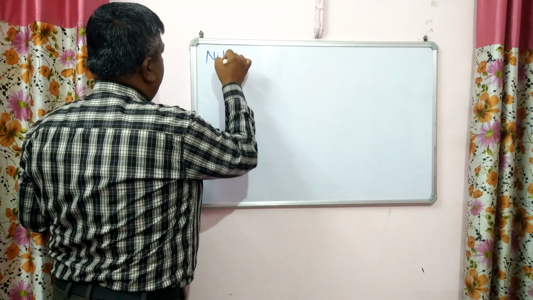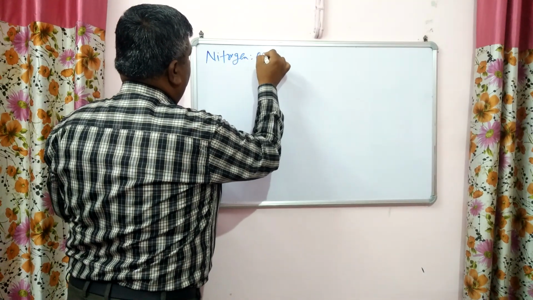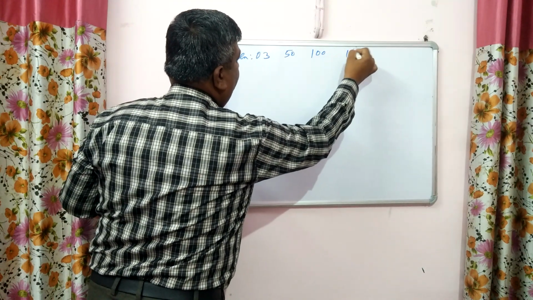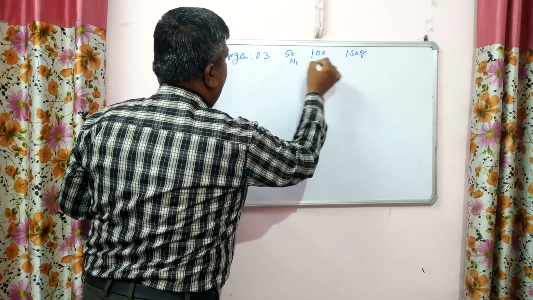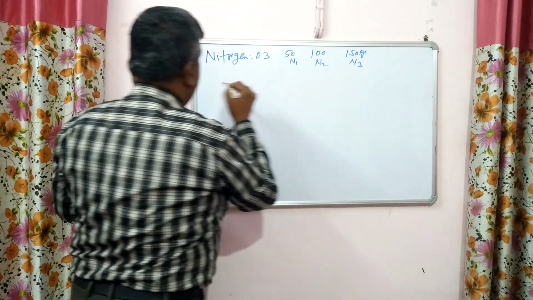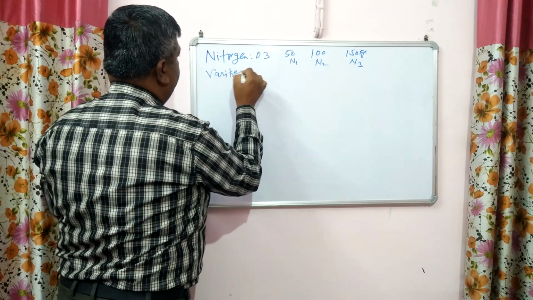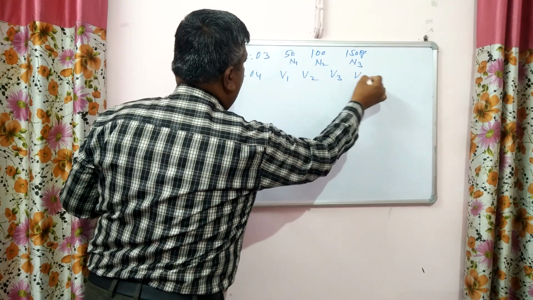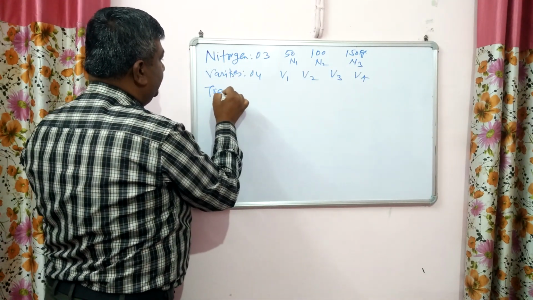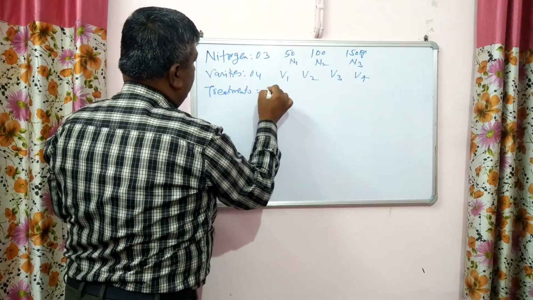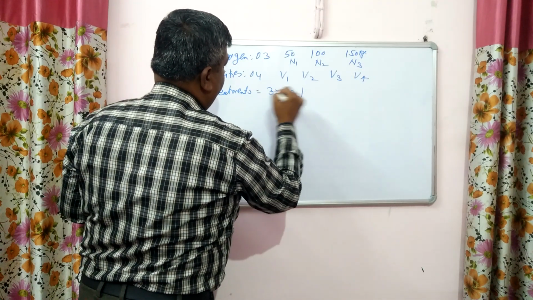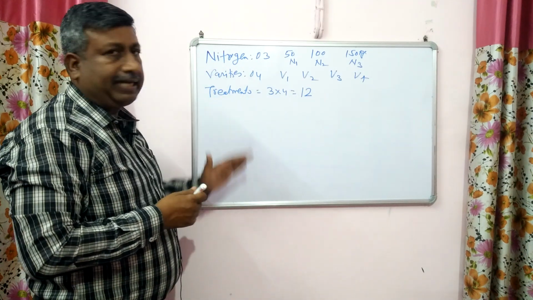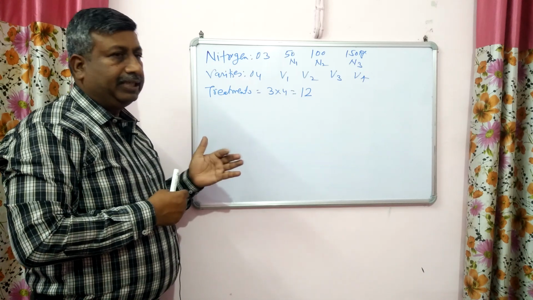The same treatment, nitrogen 3 level, 50, 100 and 150 kg nitrogen. This is N1, this is N2, this is N3, and varieties are 4: B1, B2, B3 and B4. Now total treatments are 3 into 4, that is 12 treatments. The levels are same, but now we have to change the design.